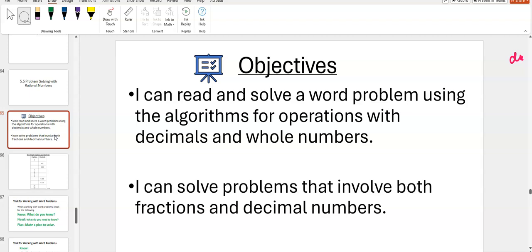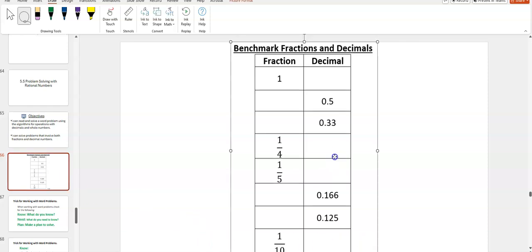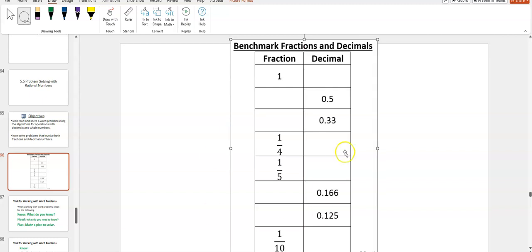So we're going to actually go back to fractions as well, which means we need to remember our benchmark fractions. So we need to remember what fractions are the same as decimals and decimals are the same as fractions. We're going to do those really common ones. Those are probably going to be the ones you see in your problems most often. But remember, if you ever are struggling to turn a decimal into a fraction, you can always just put it over the place value and reduce.